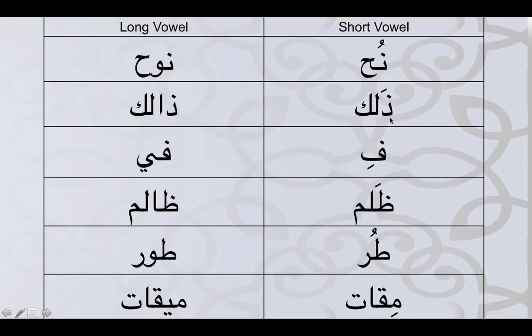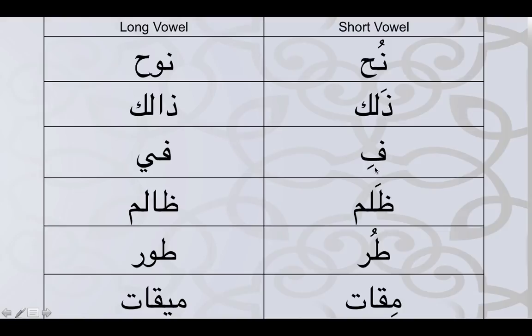This is dhaalik. If it was written with a fatha instead of an alif, it would be dhalik. So the difference between the fatha and the alif is just the a versus the aa. Dhalik versus dhaalik. Just like the beat examples that we did in English a second ago, this is a long vowel, this is dhaalik. This is a short vowel, this is dhalik.